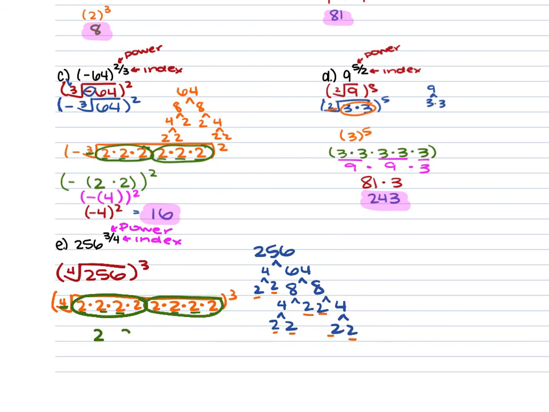I'm going to pull another 2 out, and I'm going to multiply these two. The 2 times 2 is 4. I then raise it to the 3rd power to give me 4 times 4 times 4, which is 16 times 4, and that is 64.